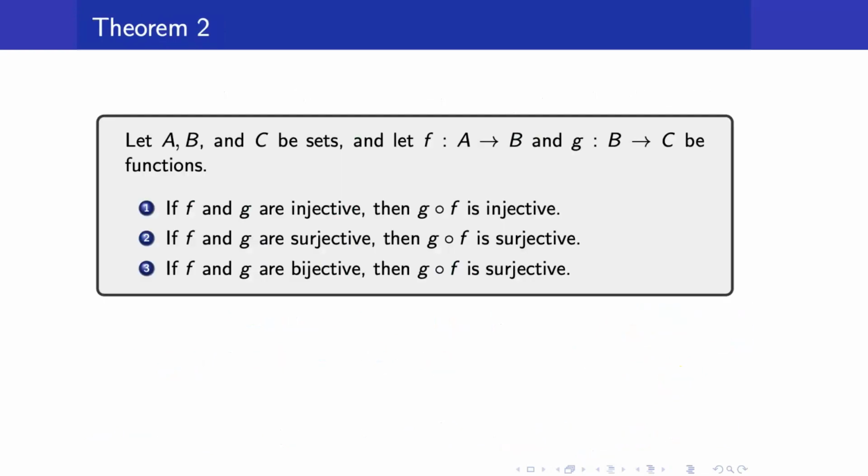Next, what we have here is that when two functions are injective, then their composition is injective. Second one is saying that if both components are surjective, then their composition will be surjective. And it follows directly from 1 and 2 that if the two functions are bijective, then their composition is bijective.